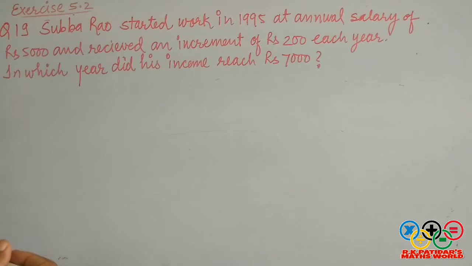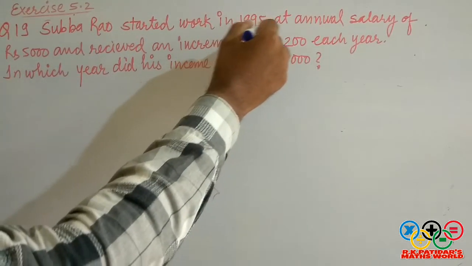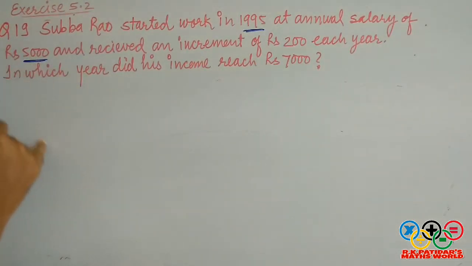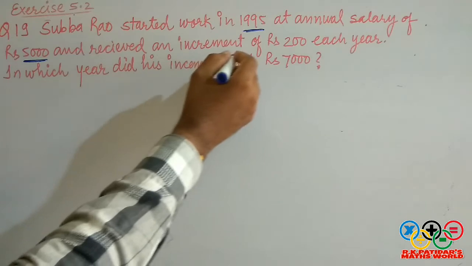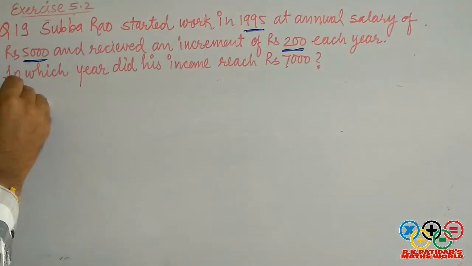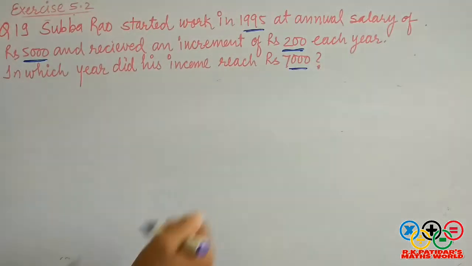In question number 19, it is given that Subba Rao started his work in 1995 with annual salary of rupees 5,000 and received an increment of rupees 200 each year. In which year did his income reach to the rupees 7,000?